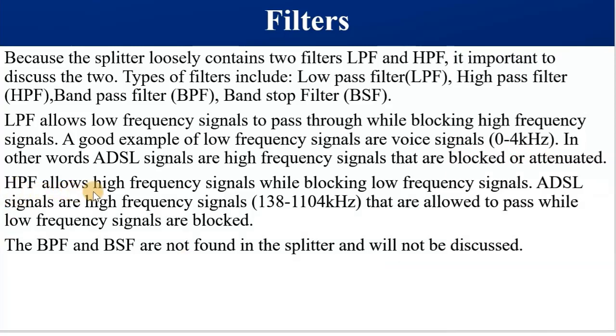And a high pass filter allows high frequency signals to pass through while blocking low frequency signals, meaning it blocks voice frequency. So ADSL signals are high frequency signals, and we saw that they occupy frequencies from 138 kilohertz to 1104 kilohertz, and these are allowed to pass through. Band pass filters and band stop filters are not found in this splitter, and we are not going to cover them in this course.